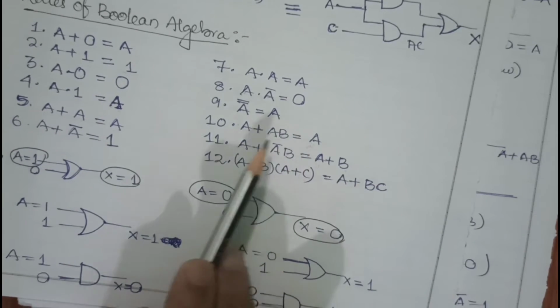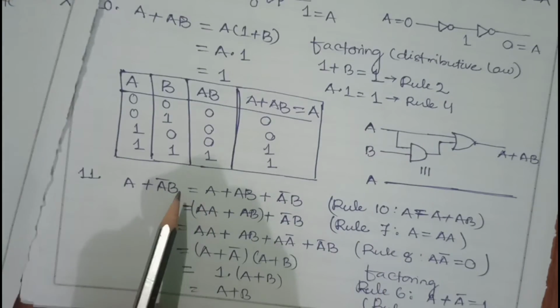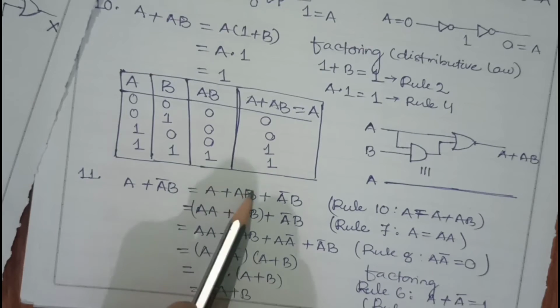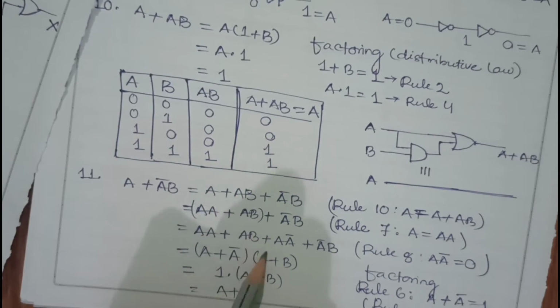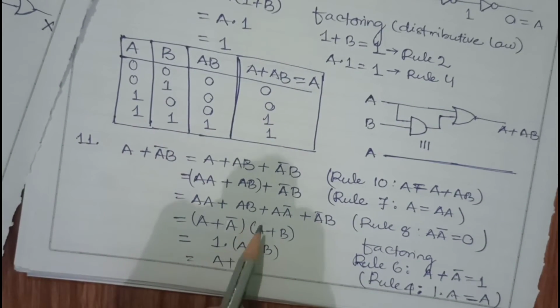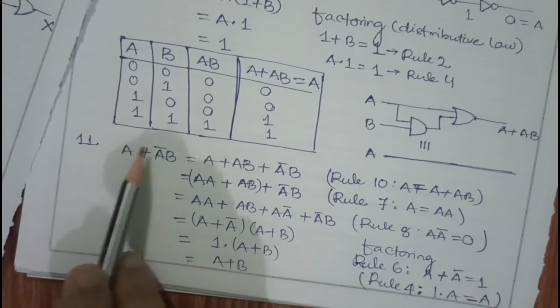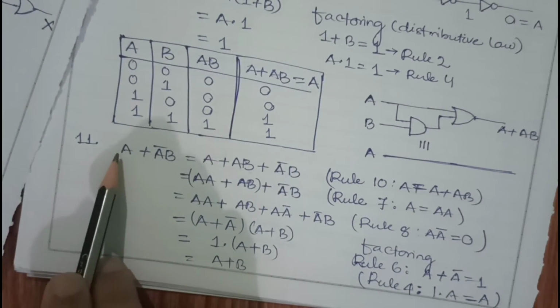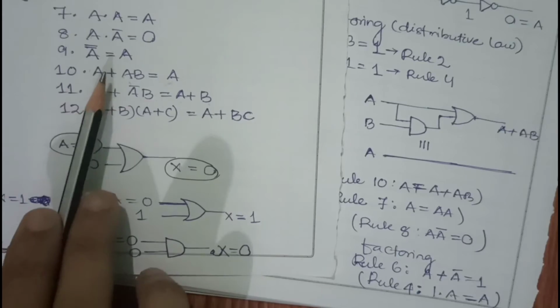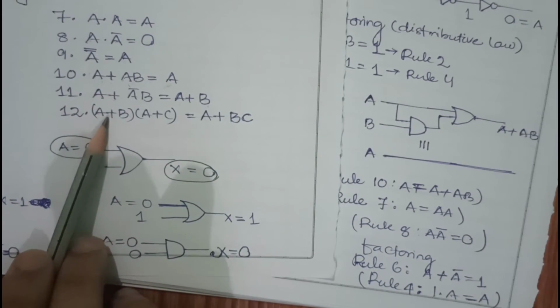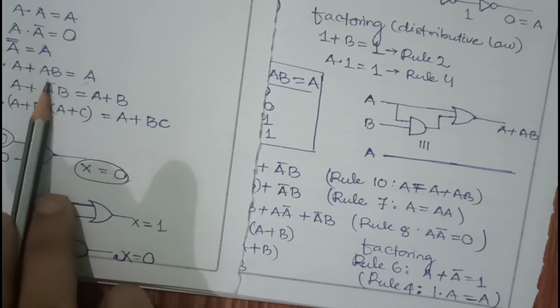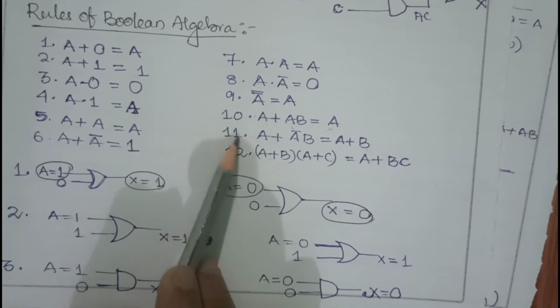First we use the 10th rule: A plus AB can be written as A. So in place of A, I wrote A plus AB. Then I took common, did some simplification, and at last you will get A plus A bar B is nothing but A plus B. Most preferably, these 10th, 11th and 12th rules we are going to use everywhere.